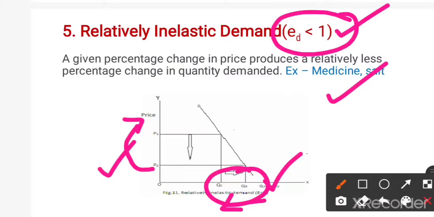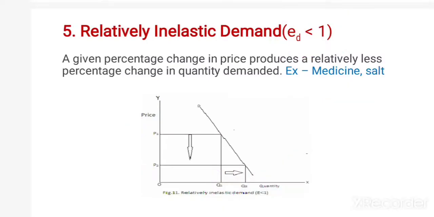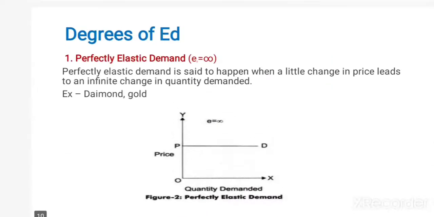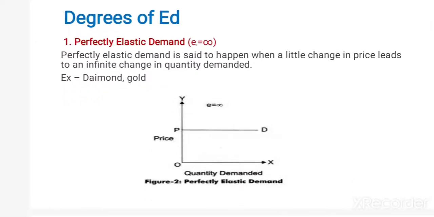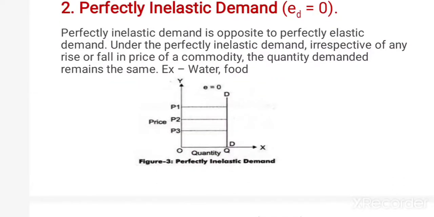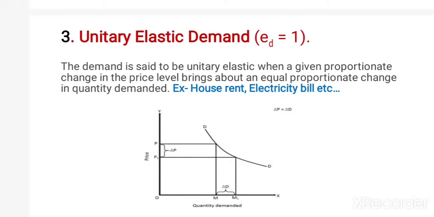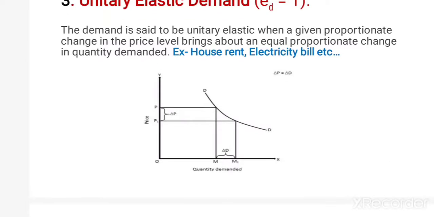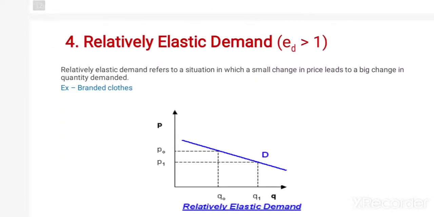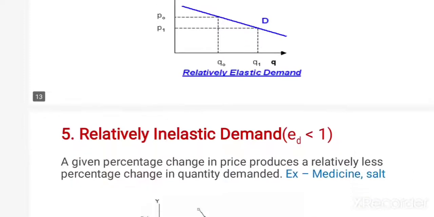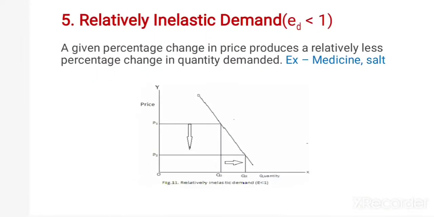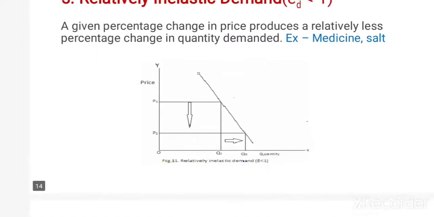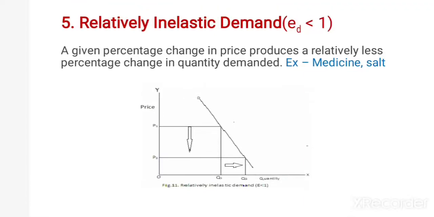That's all about your degrees of demand. Let's revise the graphs. For perfectly elastic demand, the graph shape is horizontal to the x-axis. Here the graph shape is vertical to the x-axis. Third, unitary elastic demand is a convex shape, because both are constant. For relatively elastic demand it is a flat shape, and for relatively inelastic demand it is a steep slope. Okay, fine. So that's about today's class. Thank you.